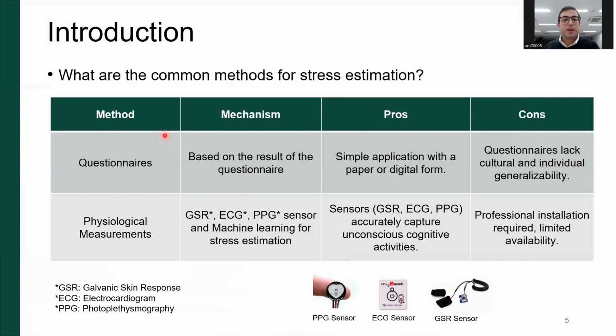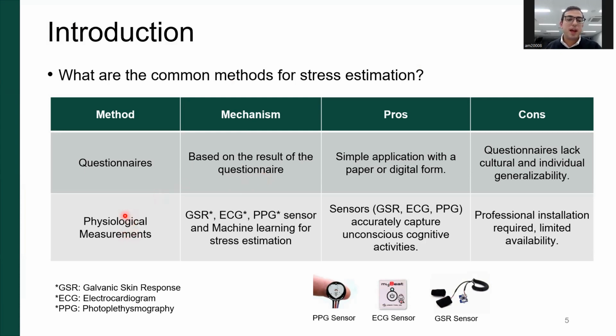So what are the common methods for stress estimation? There are maybe two methods. First is the questionnaire, which is based on a couple of questions and the subject's answers to those questions. It can be in paper or digital form, which is really easy and can be applied simply. But the problem is that we cannot fit all people with a variety of cultures into a couple of questions. This is almost impossible.